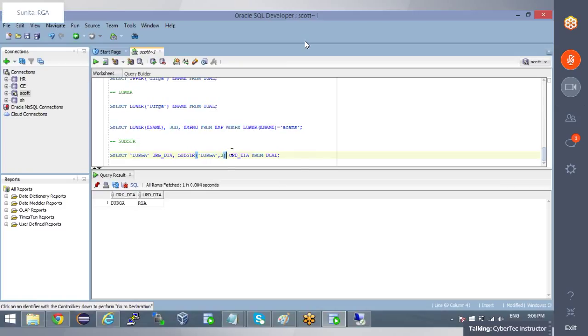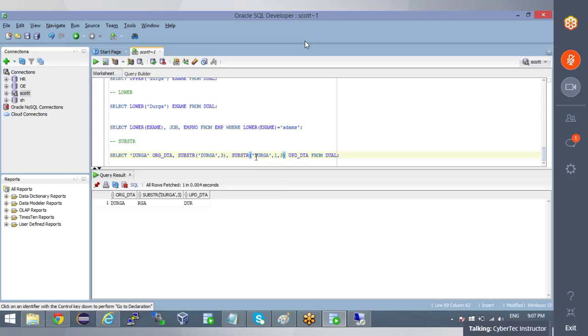Likewise, substring can also have a third argument. Let's say my input string is Durga. I want to start the extraction from the first character till the third character. Now you see this particular data. What is your second argument? The second argument is the position to start the extraction, and from that position, extract 3 characters. So how many characters do we have? Totally it is 5.